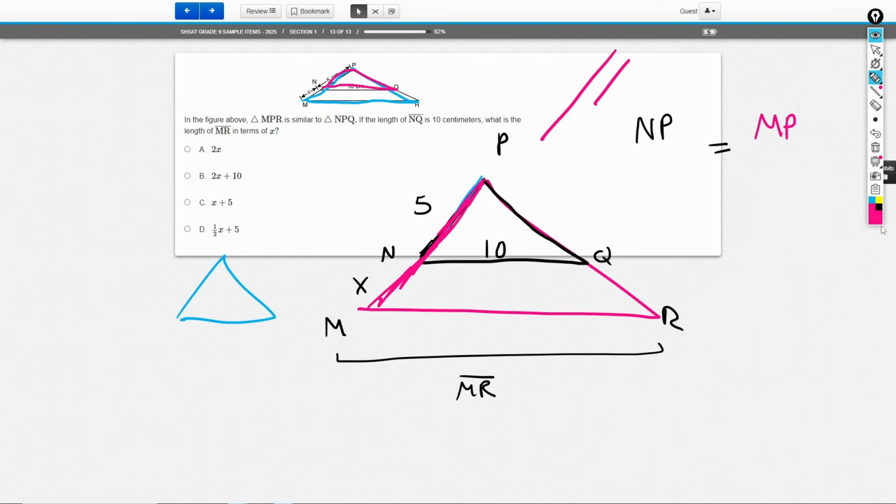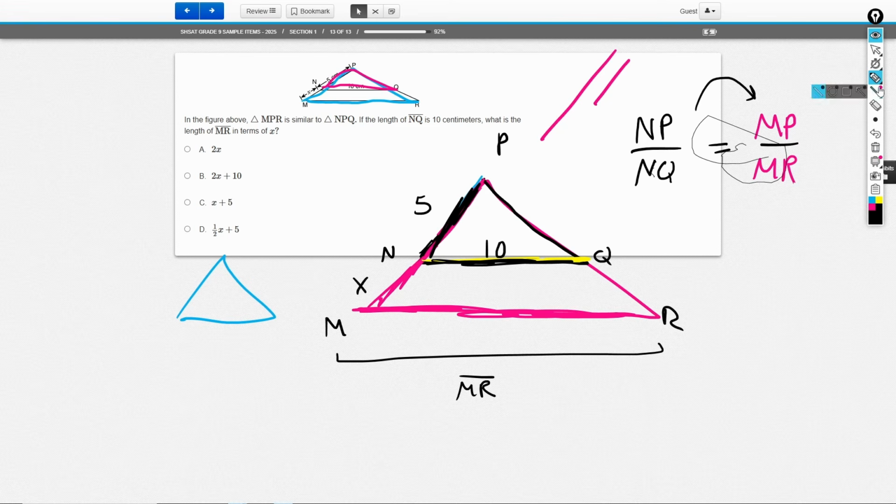Then the second step is to find another pair of sides that are similar. And, well, we can see that NQ right here, belonging to the smaller triangle, is similar to MR, which is this longer side belonging to the bigger triangle. And notice here that I have both of the sides that belong to the black triangle under one another. The sides are corresponding across the equal sign, and underneath them are more sides from the same triangle. And just like this, I now have a proportion, right?